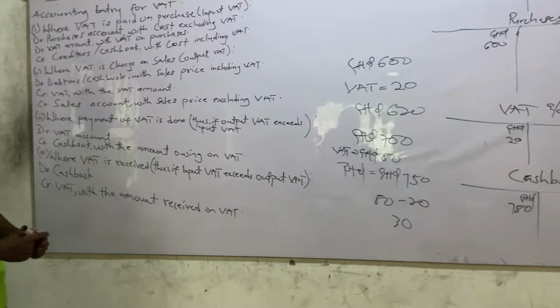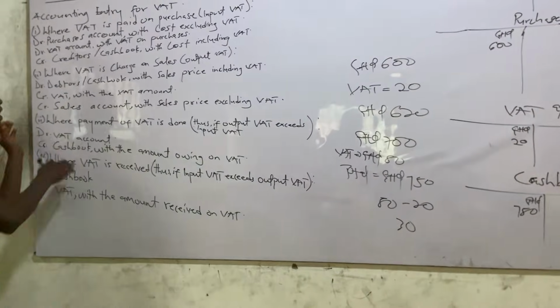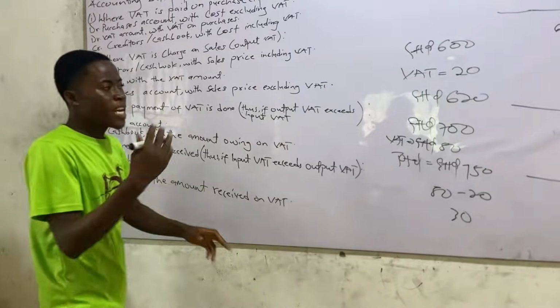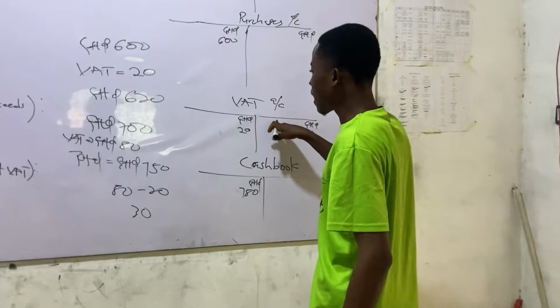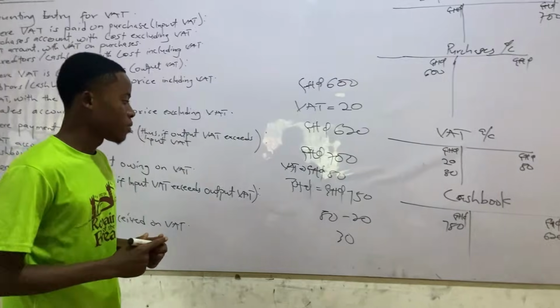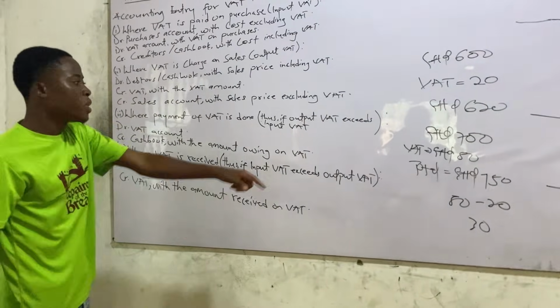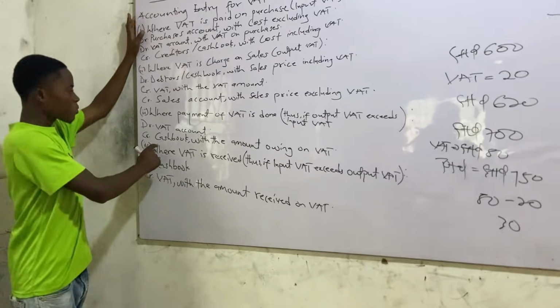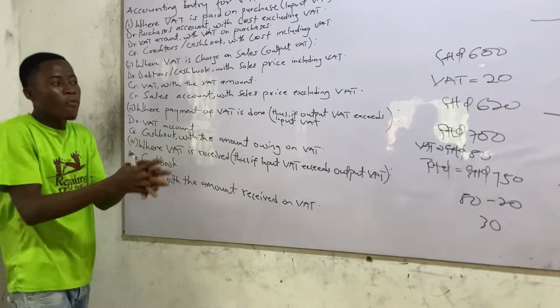50 minus 20, we have a difference of 30. The 30 is the VAT. So we debit the VAT account. When output exceeds input, we debit the VAT account with that particular amount. So we debit VAT account and then we credit our cash book with the amount owing on VAT.